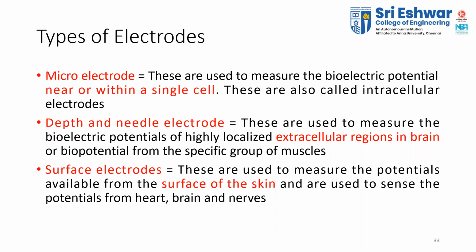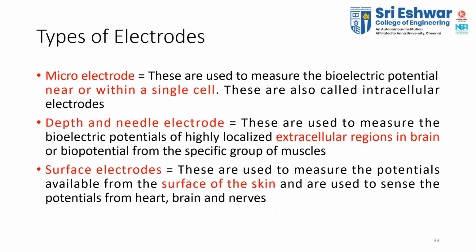Next, depth and needle electrodes. These are used to measure bioelectric potential of highly localized extracellular regions in the brain. Depth and needle electrodes can reach your brain. After your skull you have your brain, right? So in order to reach your brain, I go for a depth electrode and needle electrode. The needle electrode is sharper and will measure individual neuron function. That is why we have depth and needle electrodes, for highly localized extracellular regions in the brain.